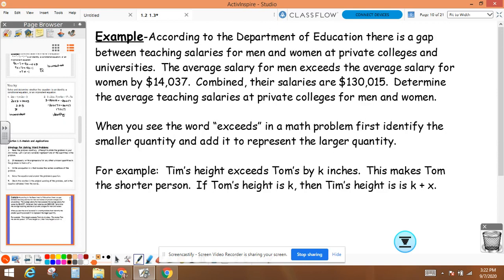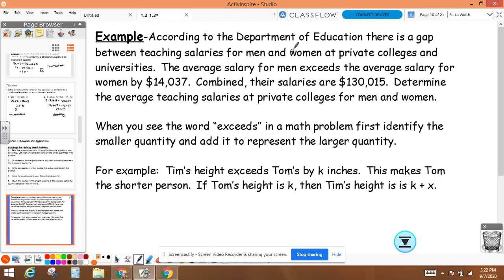All right, so our first example. This is not part of the problem, by the way. These are just tips on when you read the word exceed, identify the smaller quantity and add it to represent the large quantity. For example, Tim's height exceeds Tom's by k inches, means that you would do Tom is the shorter person. So if Tom is k, then Tim's height would be k plus some more.